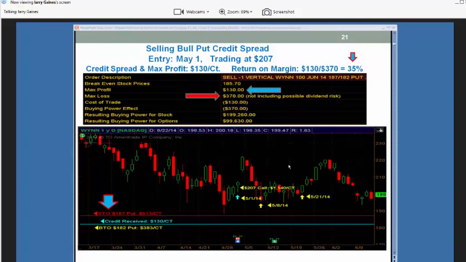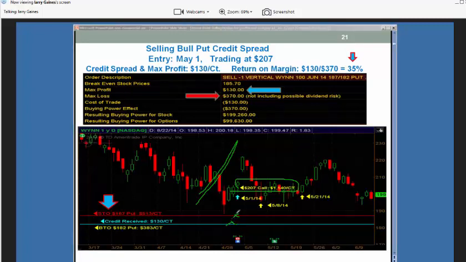So if we look here, this is going back and looking at when it was trading right here at $207. Okay, so you're really bullish, looking for this market to really move up strong. So you could have done a lot of different things. You could have bought the stock outright at 207. You could have bought calls, and you could have had an unlimited potential upside profit. But the other strategy was to sell an out-of-the-money bull put credit spread, which was selling way down here, again about 1 standard deviation out of the money.